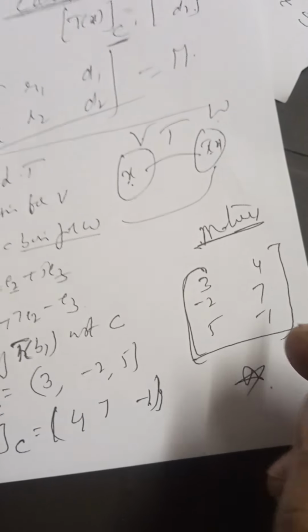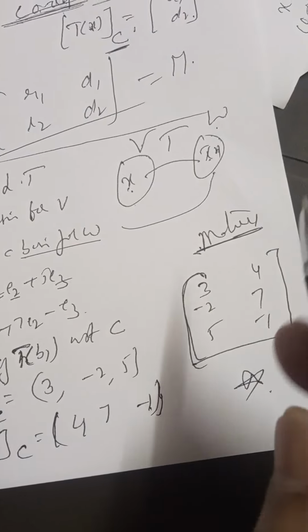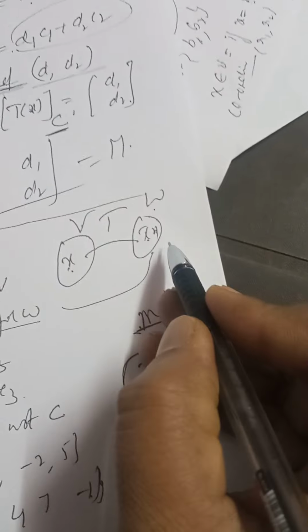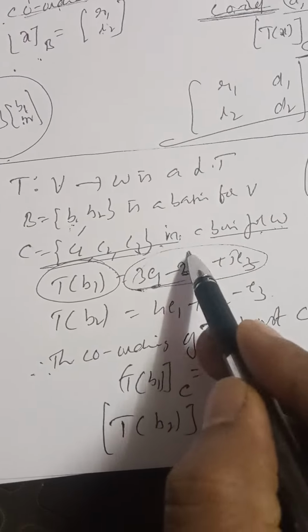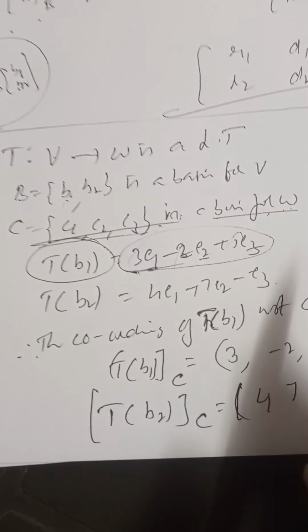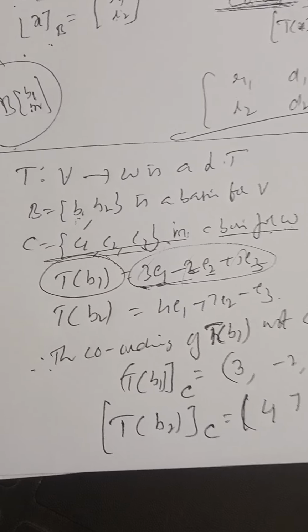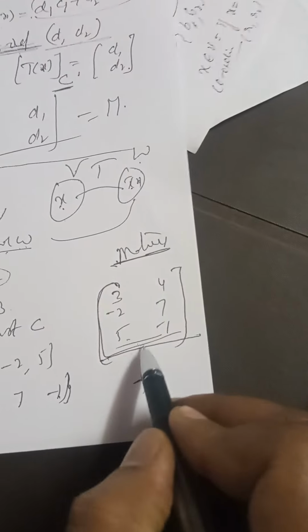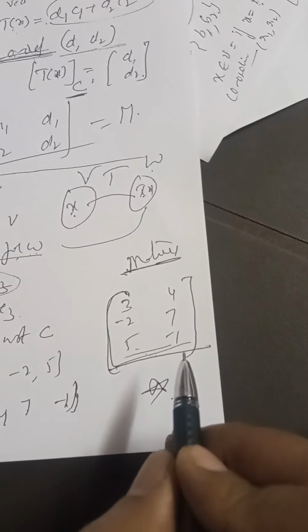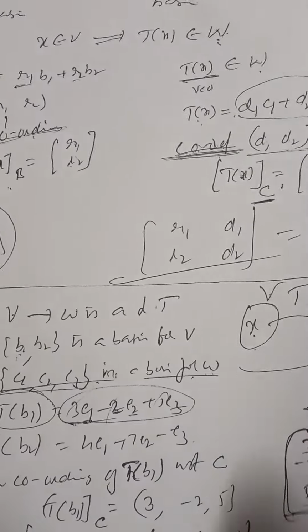What we have to do, we have to concentrate on the image of an element of V. B1 is an element of V. Its image is T of B1. That T of B1 we are writing as a linear combination of elements in the basis for W. These scalars are called coordinates. Now we have to write those coordinates column-wise. That matrix is called the matrix for T relative to the basis.